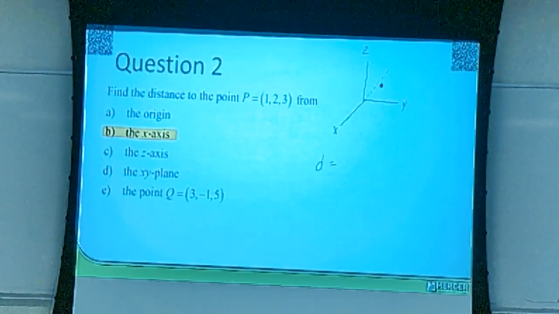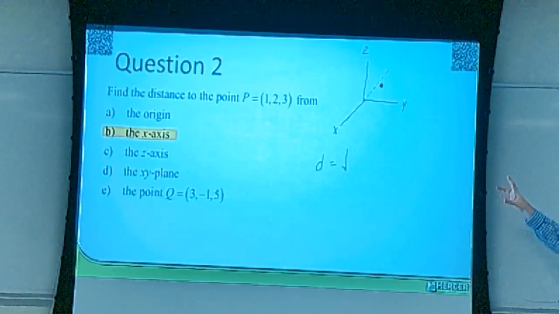So for the distance from the x-axis, it's always, from any axis to a point, defined to be the shortest distance. So it's the perpendicular distance. So it's going to be what the point's at minus 1.